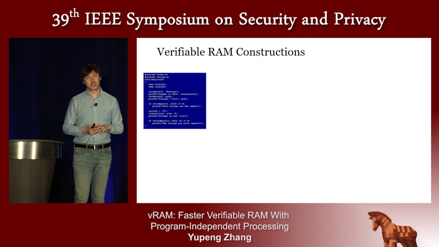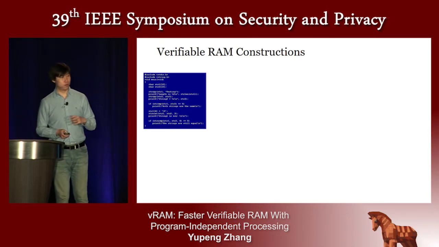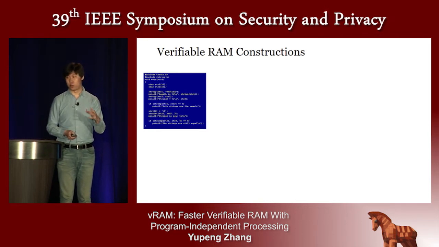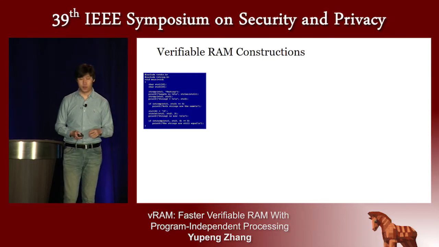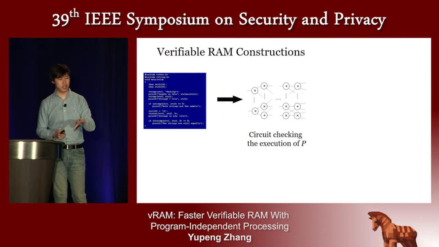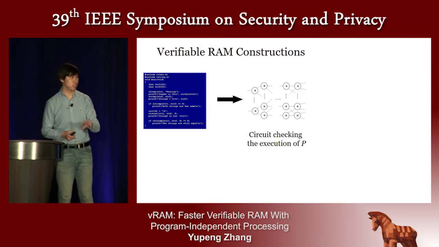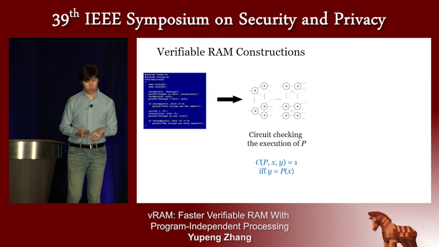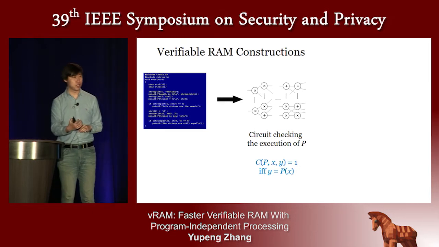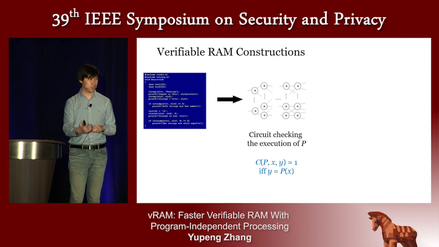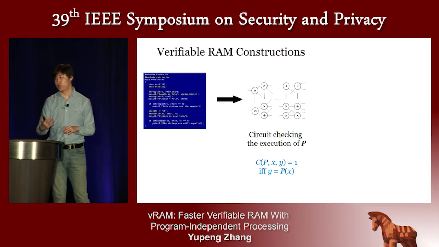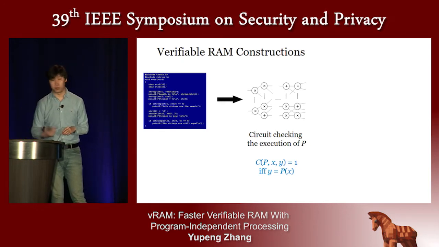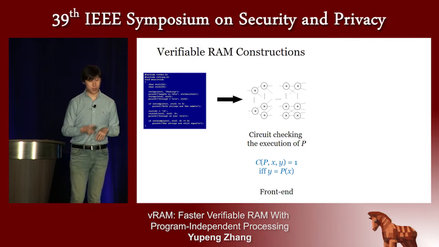So next, I want to show you a little bit more details about the verifiable RAM constructions. For all the existing solutions on verifiable RAM, including ours, we are all following this two-step paradigm. In the first step, we are going to construct a circuit that checks the correct execution of a particular RAM program. More formally speaking, the circuit takes the program as the input together with the data X and a claimed result Y, and outputs 1 if and only if Y is the correct result of executing the program P on the input X. Okay? And we call this part the front end.